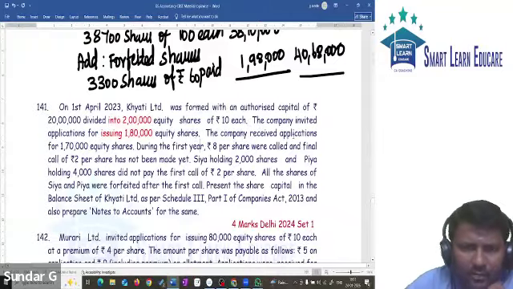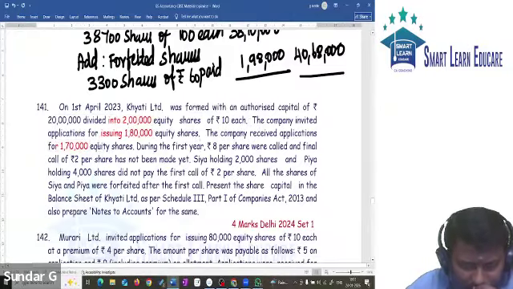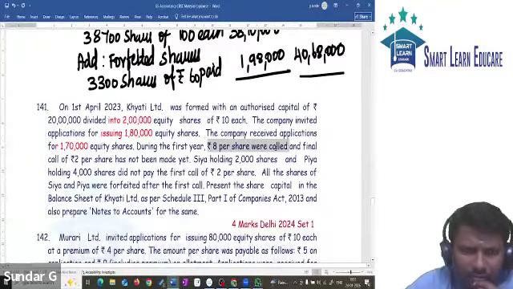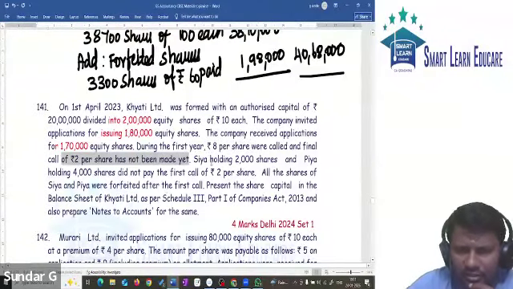Next, the company received applications for 1,70,000, so that is the subscribed capital received. During the first year, rupees 8 was called up and the final call is not yet made. S is holding 2,000 shares and P is holding 4,000 shares, and they did not pay the first and final call.